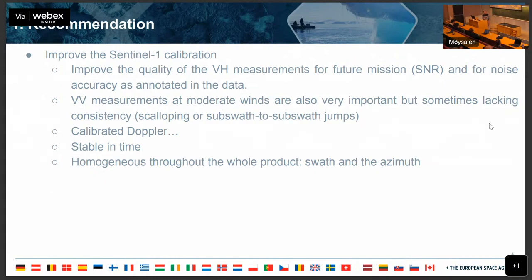So you can have some scalloping and some subswath to subswath jumps that are happening in time. So basically, I think we need to be more stringent in the constraints that we are going to require for the stability of the calibration, stability over time, but also the homogeneous stability of calibration throughout the products. So in swath and in azimuth, which is not always the case. I'm not saying it's catastrophic, but we didn't have yet any real stringent constraint on the product to product. It was more statistical constraint, but we need to have something which is also valid for instantaneous products. For each of them, I mean. I'm not talking about the calibrated Doppler. It has been widely discussed already.